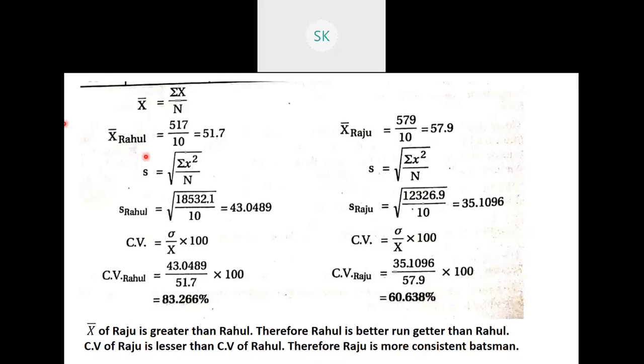When you are seeing x bar, the arithmetic mean, the highest value is the better person. When you see the coefficient of variation, the lower value is the better person.